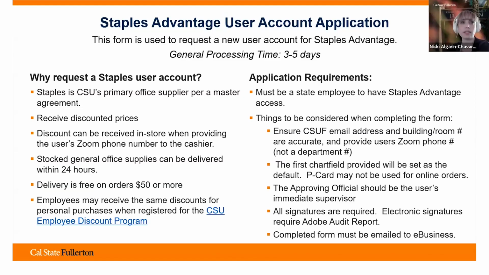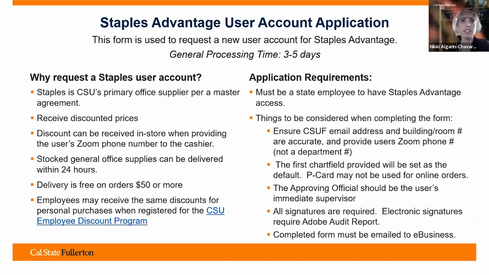Application requirements. So as you're preparing the application, you must be a state employee. So auxiliary employees are not able to receive an account for Staples Advantage in this format. Now they can take advantage of the employee discount program and still receive the same discounts that way, but through staplesadvantage.com, it is only for state employees.